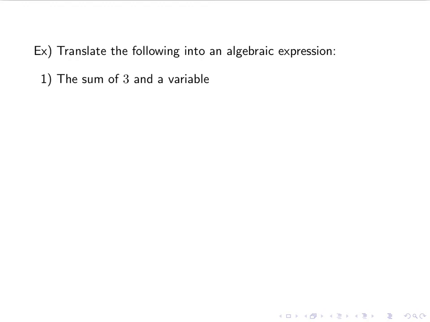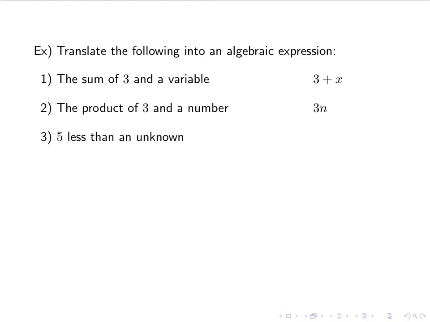Whenever you see words like variable, quantity, unknown, a number, then you can choose whatever symbol you want to represent them. Typically people choose X or N, but again, anything that's not already given a specific value you can use. So the sum of 3 and a variable, sum means addition. So it's going to be 3 plus, I chose X. Again, it's the same thing as X plus 3. The product of 3 and a number. Product means multiplication. So 3 times whatever symbol I want to use, I'm going to use N here.